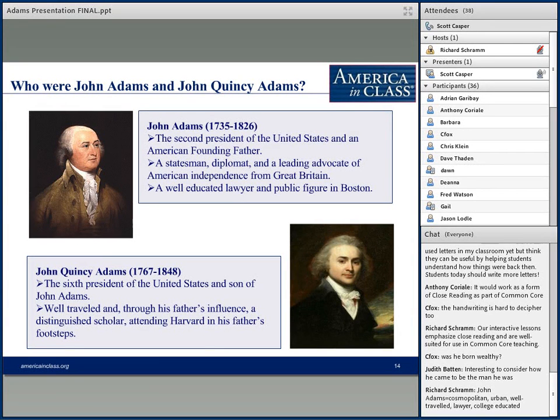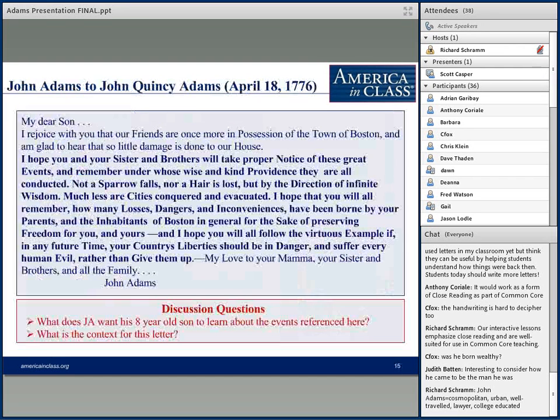And let's get ourselves started with this letter, a fun letter, I think, because John Adams is writing this letter to his son, John Quincy, when John Quincy is just 8 years old. It's April 18th, 1776. So about 1 year after Lexington and Concord. Richard, do you want to read it so we can dig in?